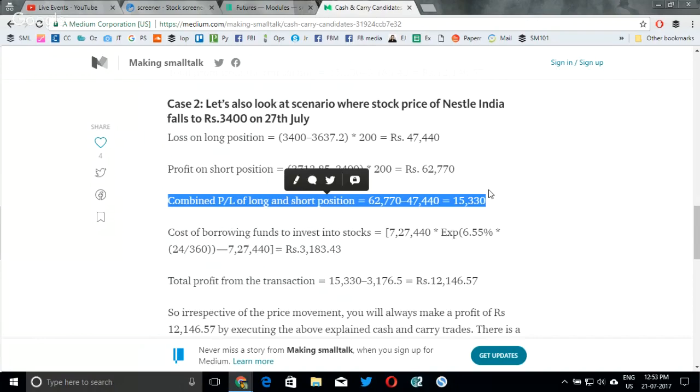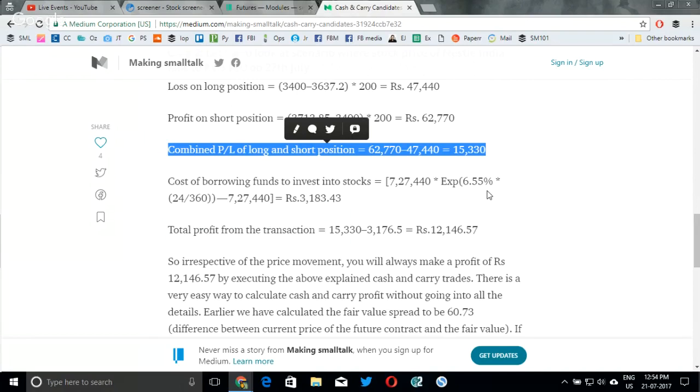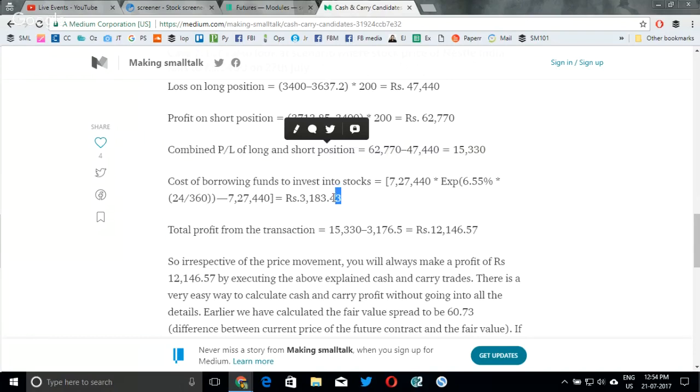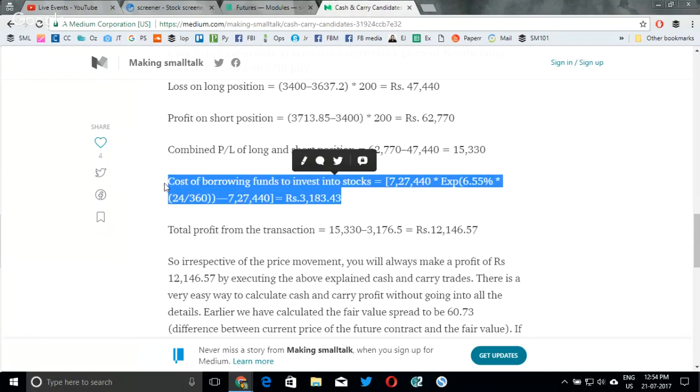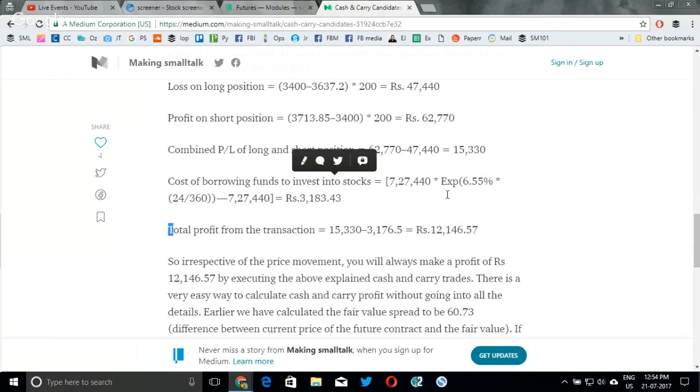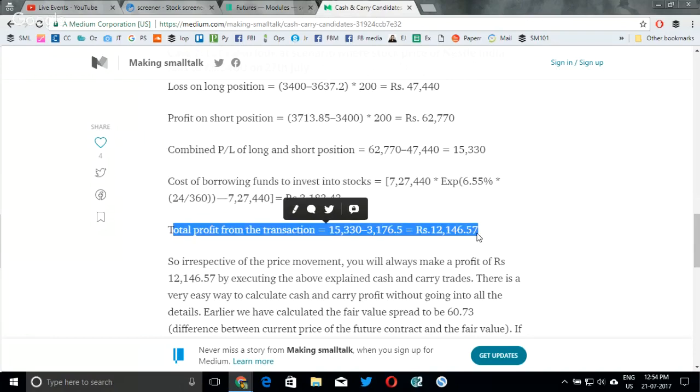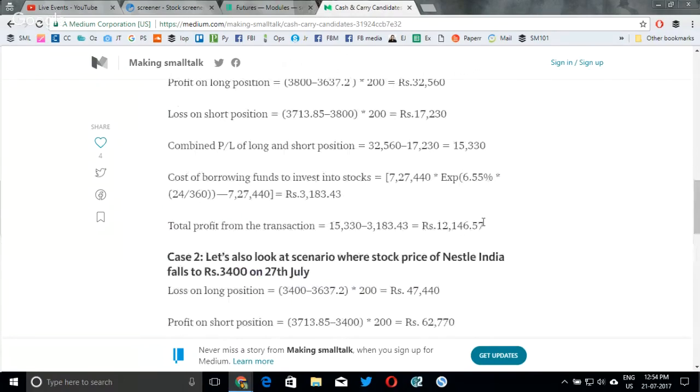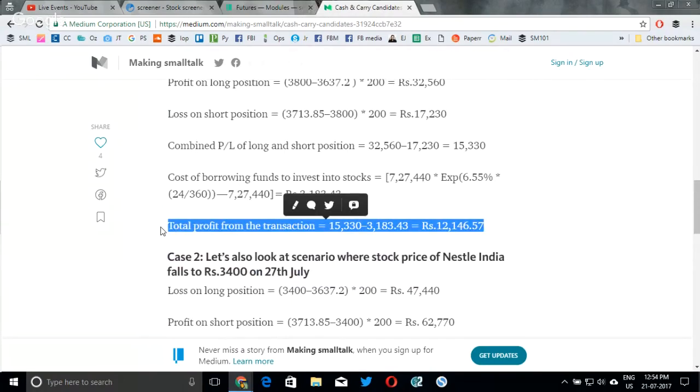Now, given that he had borrowed the money to buy 200 shares of Nestle, again there would be an interest cost that he would have to pay to the bank at the end of the maturity. And in this case also it would be the same cost, which is 3,183.43. So again, the total combined profit and loss for the trader, if you observe, is 12,146.57, which is the same profit and loss which we observed in the first case. So irrespective of whether the price increased or decreased, the trader was able to realize the same amount of profit by putting a cash and carry arbitrage trade on Nestle on 3rd of July.